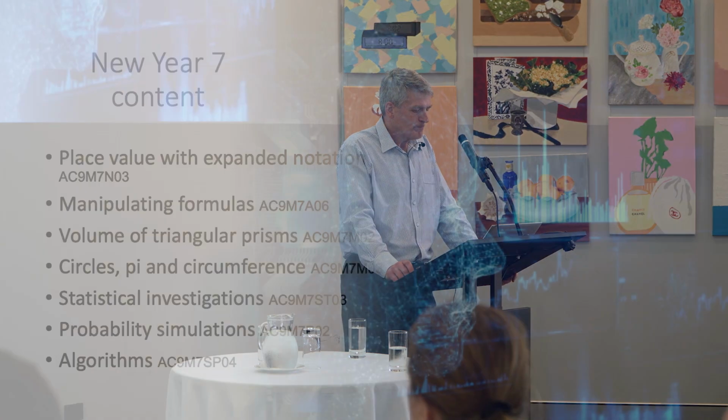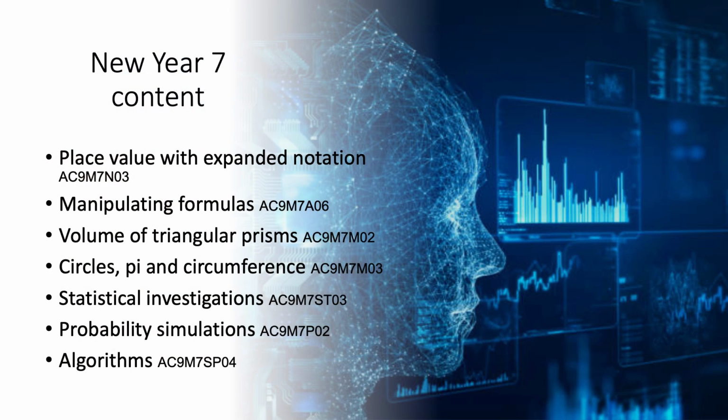In Year 7, this is a list of the brand new content descriptors that didn't really have a content descriptor relating to them in the previous version. So place value with expanded notation, formulas, and volume of triangular prisms are new. Introduction to circles, pi and circumference has moved from Year 8 into Year 7. There's more about statistics and probability, and there are a couple of elaborations right through 7 to 10 dealing with algorithms, which we'll talk about in more detail later.